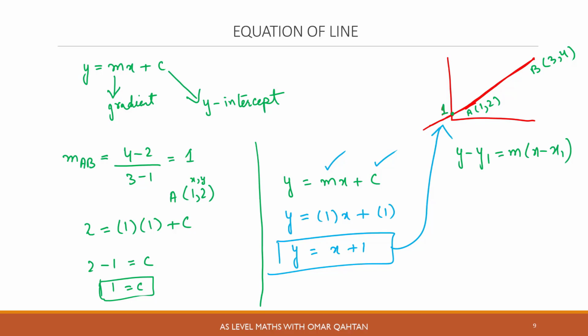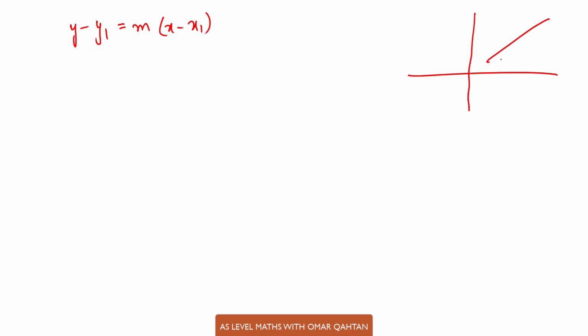Now let's see how we use the other equation for finding the equation of a line. So we have this equation y minus y1 equals m into x minus x1. Personally I like this equation pretty much, but it varies from person to person. It's up to you whichever equation you want to use. So let's draw the diagram again. This is (1, 2) and (3, 4). You have to find the equation of this line AB.